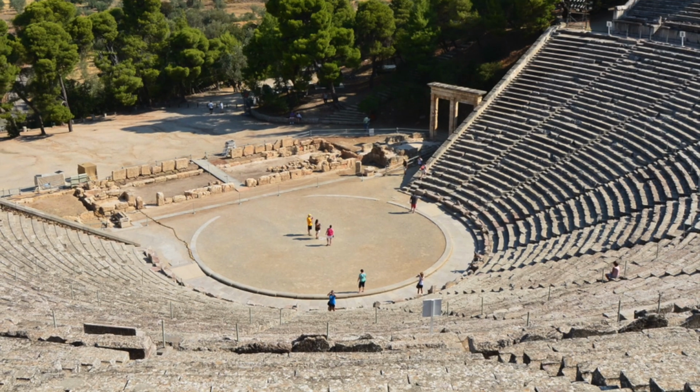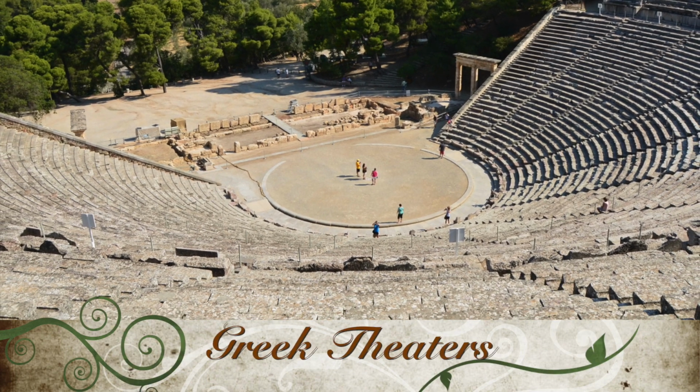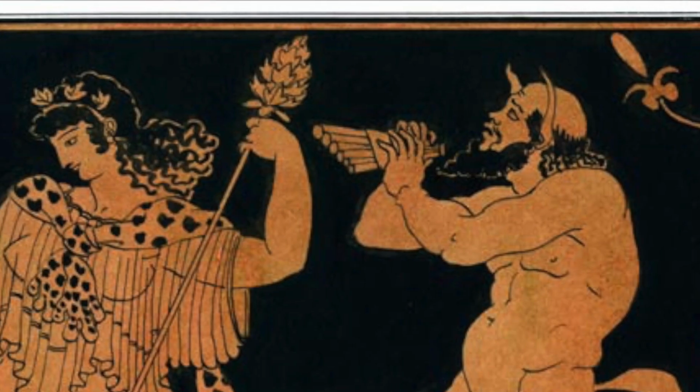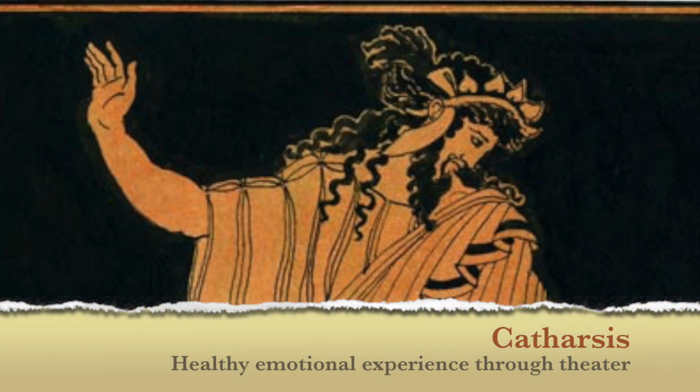Greek architects also pioneered the classical design of open-air theaters. Greek people loved to watch comedies and tragedies. They even thought of watching plays as a very healthy type of therapy, known as catharsis.